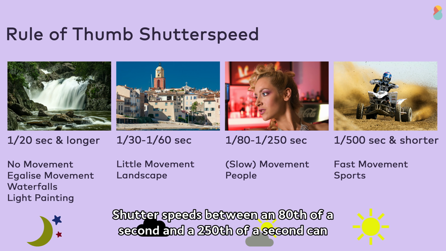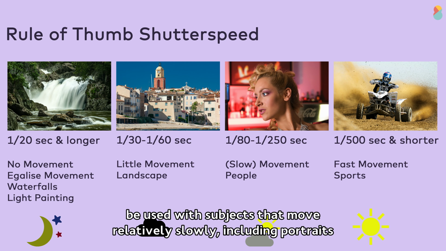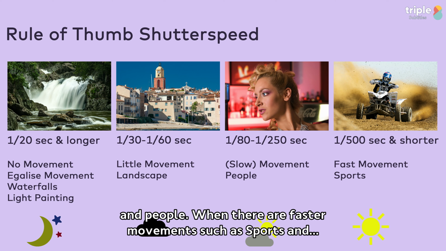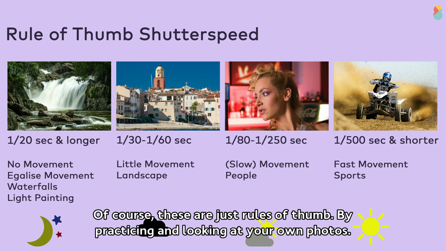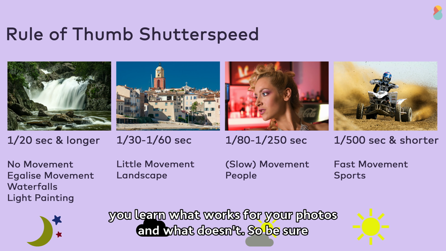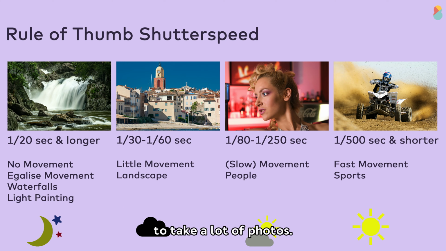Shutter speeds between an 80th of a second and a 250th of a second can be used with subjects that move relatively slowly, including portraits and people. When there are faster movements, such as sports and vehicles, fast shutter speeds of 500th of a second or faster are required. Of course, these are just rules of thumb. By practicing and looking at your own photos, you learn what works for your photos and what doesn't. So be sure to take a lot of photos.